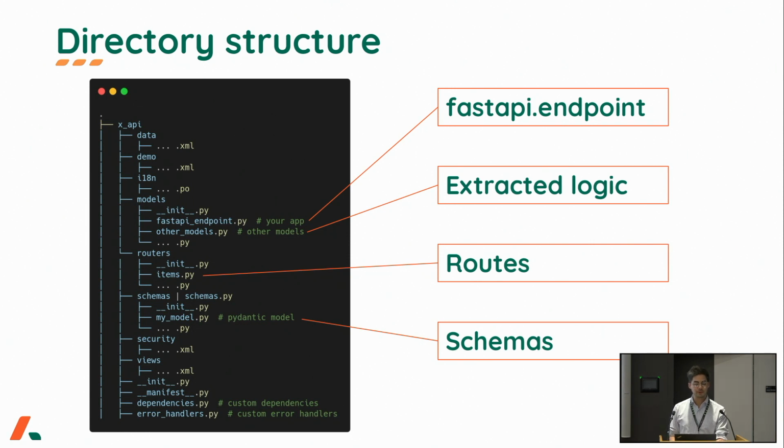Underneath that, you'll have the routers with the definition of your routes and your router, then your Pydantic schemas, the security, the views, the init manifest, and then you can also add your custom dependencies and custom error handlers. I will not dive into those two files, but if you are really interested in creating your own FastAPI endpoint, I really advise you to go on the repository framework and read the documentation that is really complete.